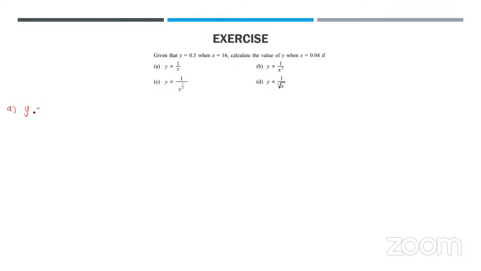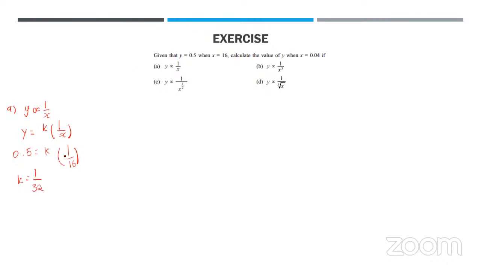If y varies inversely to x, y should be equal to some constant multiplied by 1 over x. So now to find the value of this constant, we just plug in the values. So 0.5 is equal to k over 1 over 16. So now, when we try to find the value of k, we get 0.5 times 1 over 16. K is equal to 1 over 32.